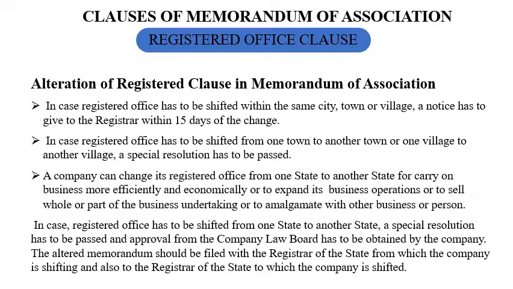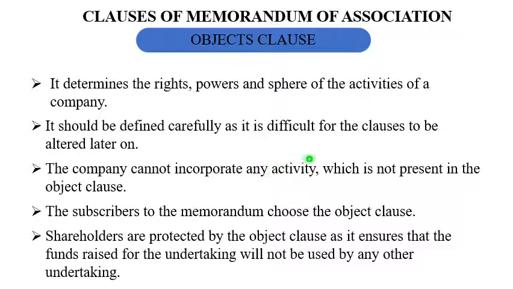Now the next one is the objective clause. See, the objective clause determines what? The rights, powers, sphere, that is, the limit of the activities of the company. So it should be carefully defined, because it is difficult for this clause to be altered. ये क्लॉज को अल्टर करना बहुत डिफ़िकल्ट होता है. तो उसके लिए जब भी ऑब्जेक्टिव क्लॉज को फ्रेम किया जाए, इसको प्रॉपरली एंड केयरफुली फ्रेम किया जाए. कंपनी कैन नॉट इनकॉर्पोरेट एनी एक्टिविटी विच इज़ नॉट प्रेजेंट इन द ऑब्जेक्टिव क्लॉज. कोई और एक्टिविटी इनकॉर्पोरेट नहीं कर सकती.